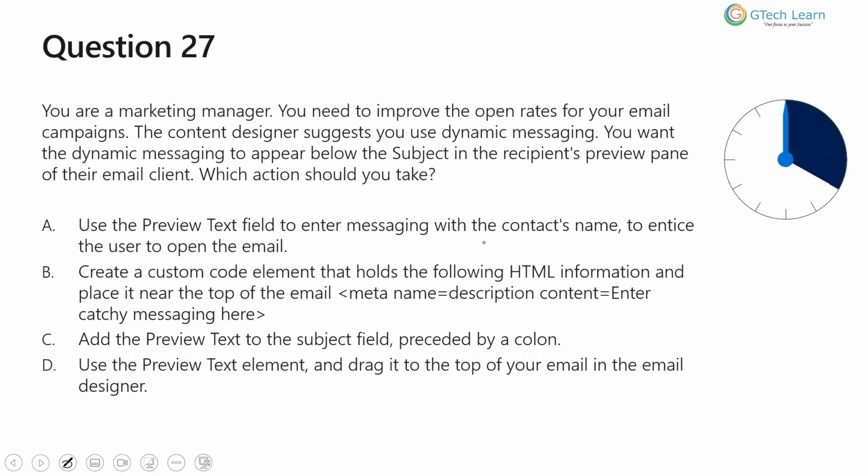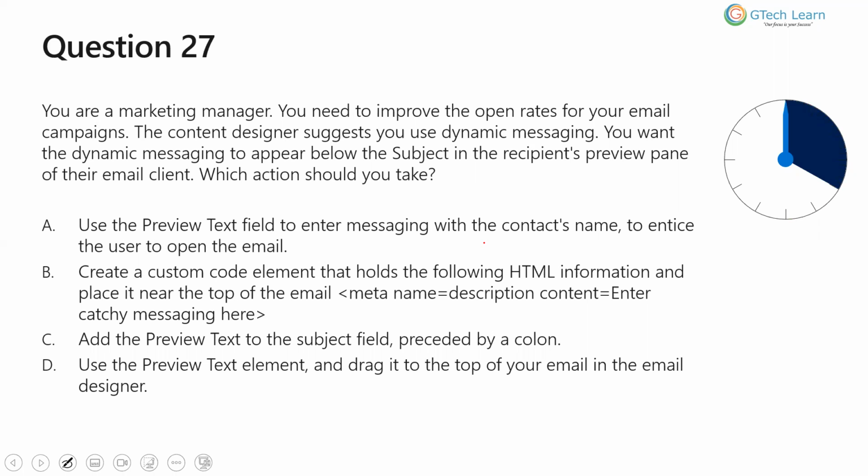The next question we are having in line is, you are a marketing manager. You need to improve the open rates for your email campaign. The content designer suggests you use the dynamic messaging. You want the dynamic message to appear below the subject in the recipient preview pane of the email client. Which action should you take?